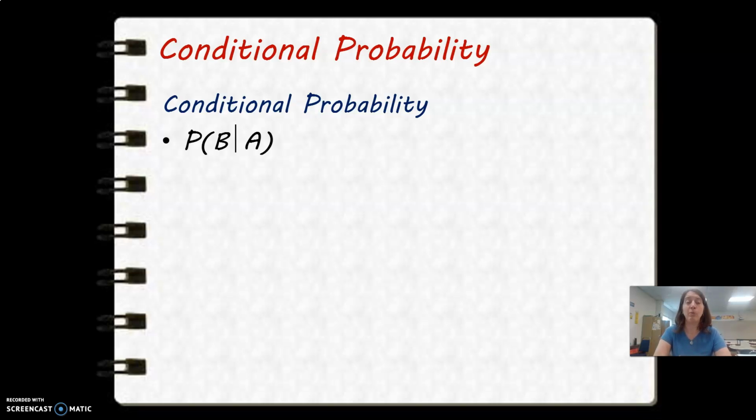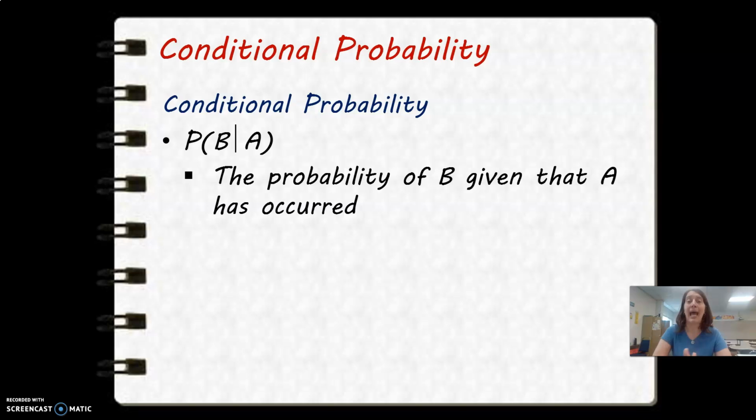It says capital P, which stands for probability, of B, and then it has that dash. That's "such that," so something's occurred. So the probability of B, or the second event, such that A has already happened in the question. So something must happen first before something else can happen in our question.